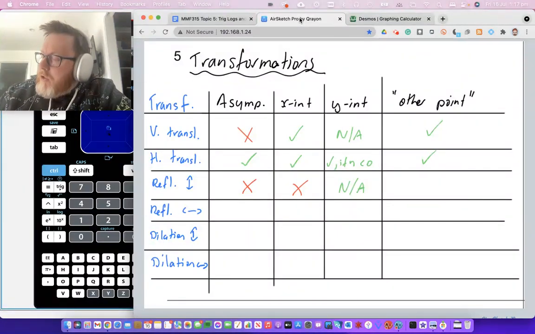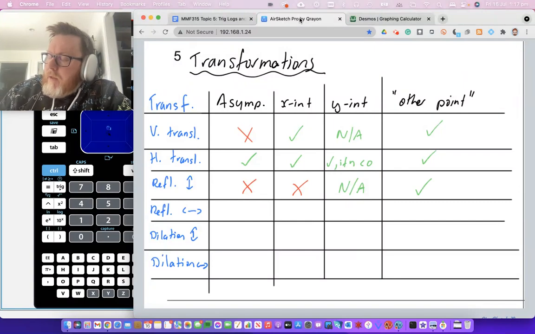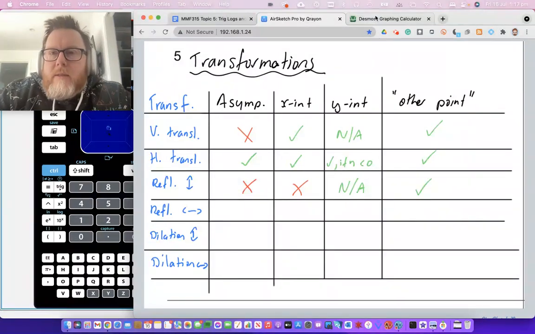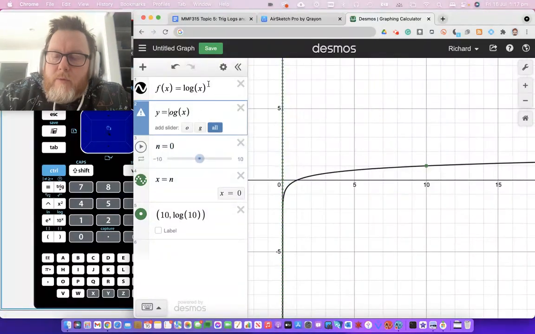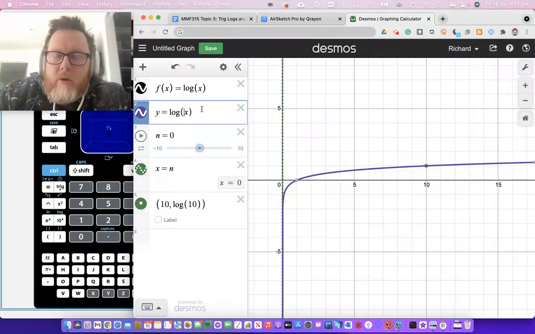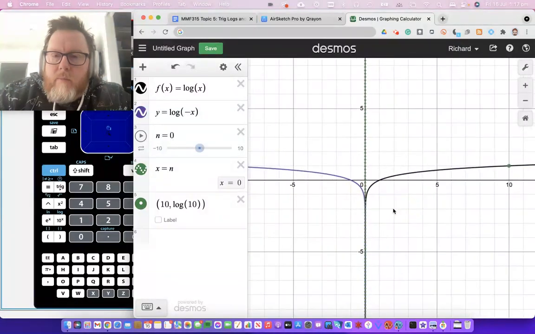The other point has changed. Okay, let's do a reflection about the y-axis. That would mean that's a transformation of the input, so log x becomes log of negative x. There we go. We can see that the vertical asymptote hasn't changed.